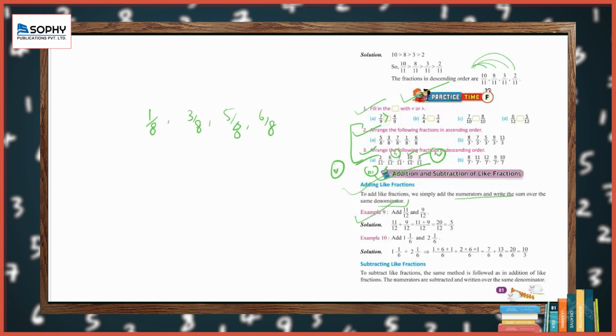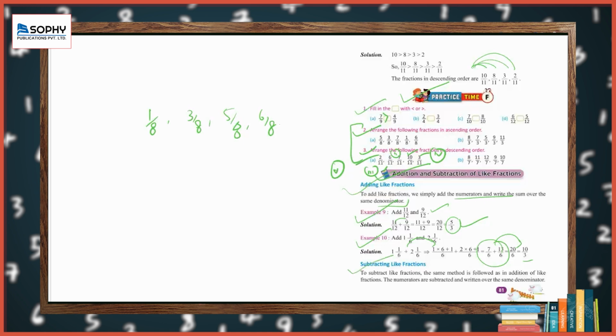Let's look at example number 9, students. We have to add 11 by 12 and 9 by 12. So 11 plus 9 is 20 by 12, or 5 by 3 is our correct answer. Then in this example, firstly we will convert the mixed into improper fractions, and after that we will add, and the answer we get is 10 by 3, students.